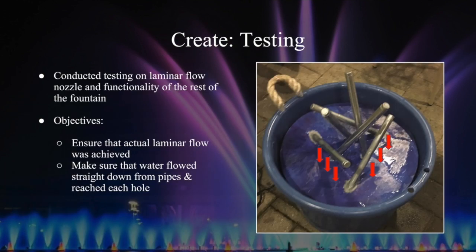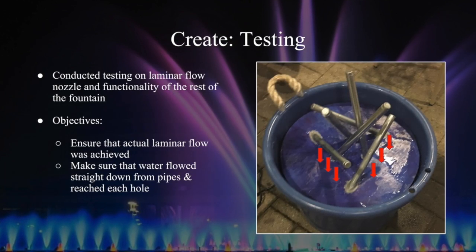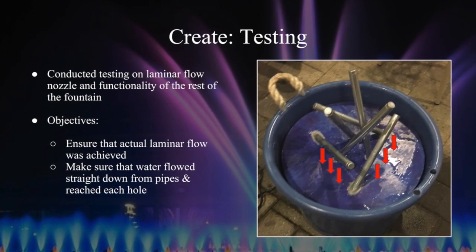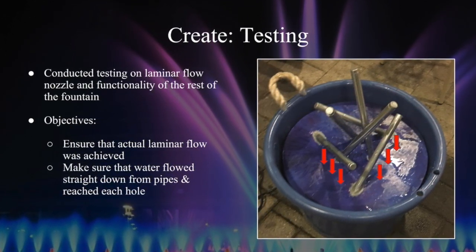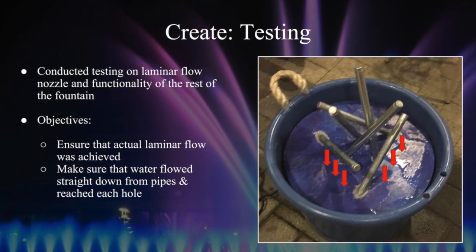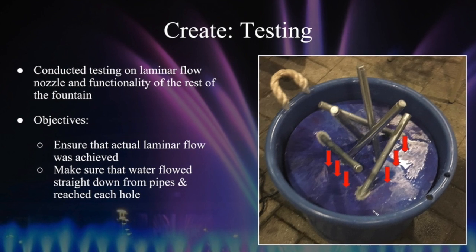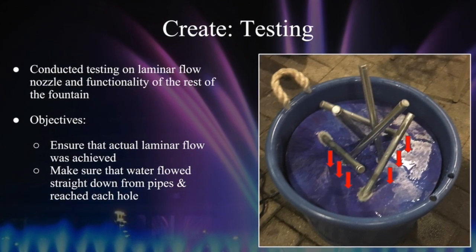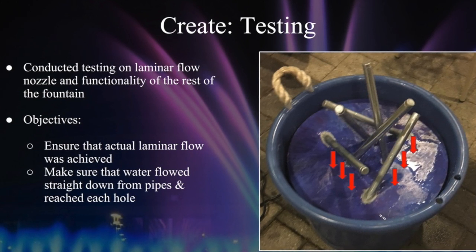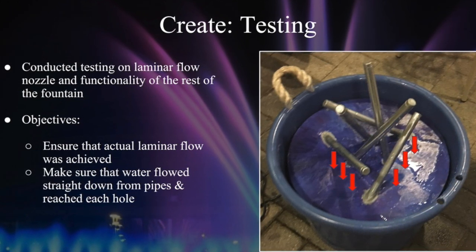Testing. In this segment, we conducted testing on the laminar flow nozzle as well as the functionality of the rest of the fountain that would have water flowing through it. During testing, we wanted to ensure that we actually achieved laminar flow, and we also wanted to make sure that water flowed straight down from the pipes and reached each hole because we wanted to know if we had a pump that was powerful enough to produce the desired effect we wanted.